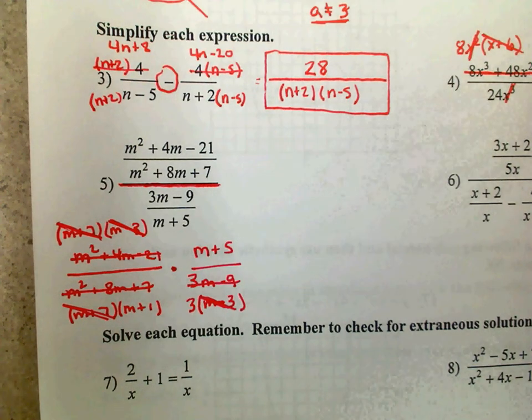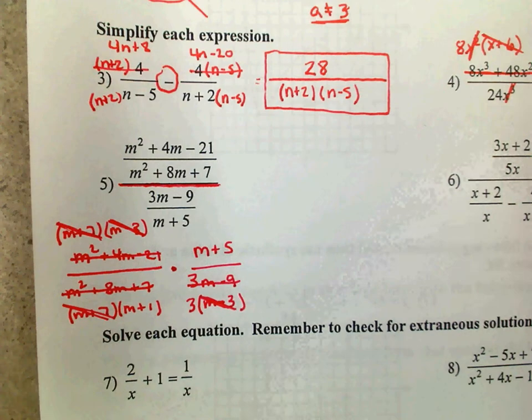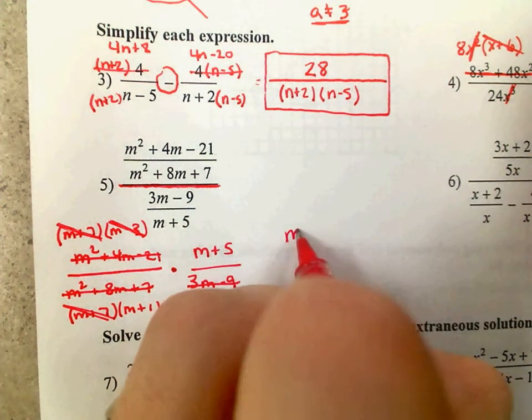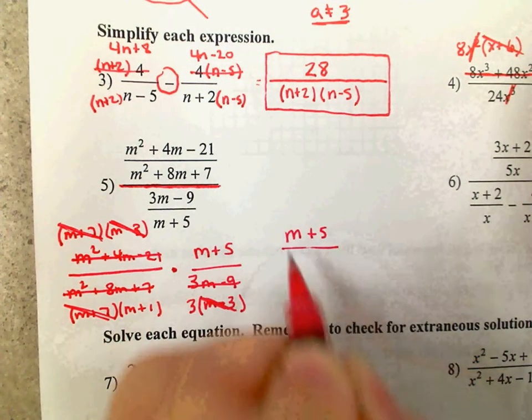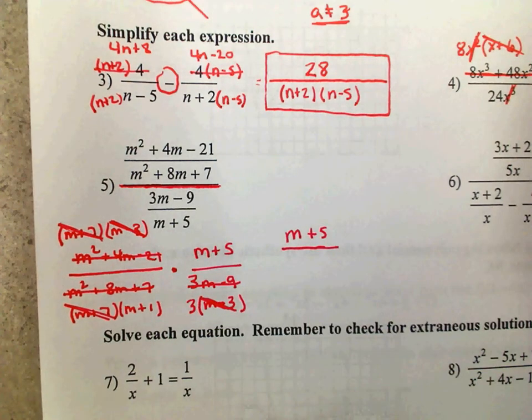So the simplified answer here is m plus 5 on the top and 3 times m plus 1 on the bottom.